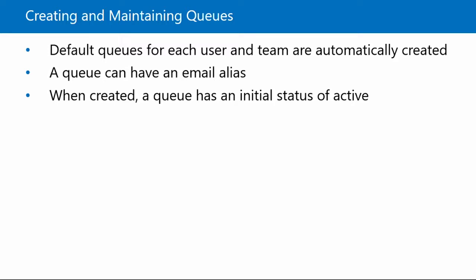When a queue is created automatically, it has the status of active. So in comparison to other record types found within the service modules, such as entitlements, service level agreements, or even knowledge base articles, for example, that have to be published or activated, queues, on the other hand, are activated the moment they are created.